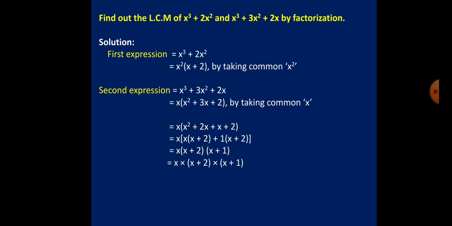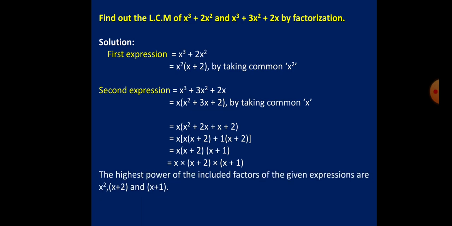So from the first and second expression, we see that the highest powers of the included factors of the given expressions are x squared, x plus 2 and x plus 1. You see that x plus 1 is not common in the two expressions, but this is not the criterion for finding LCMs. In order to find LCMs, we do not need common factors, but what we need is all the factors, the highest power of the included factors. So the LCM is x squared times x plus 1 times x plus 2.